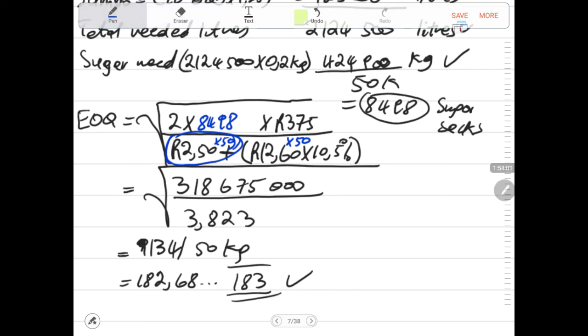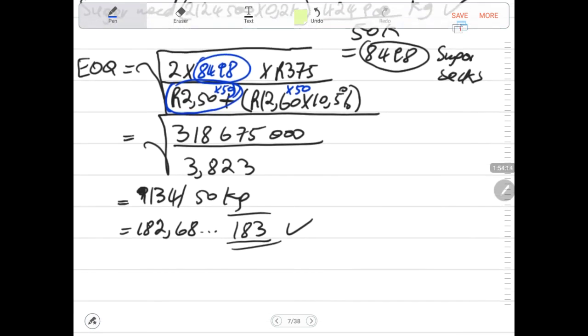I want to bring that attention. If you multiply by 50 and by 50 here and use this 8,498 per sugar sack of 50 kg, your answer will go straight to 182 point something. It will go straight to 182.6 something, which will convert to 1.83. So this part will disappear because we have skipped that one already.